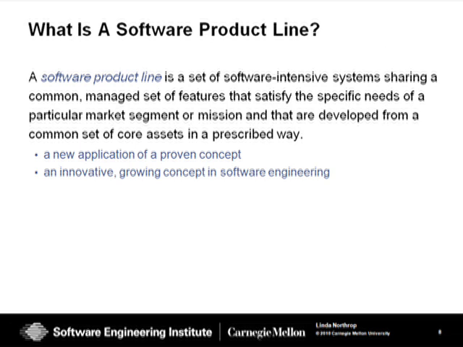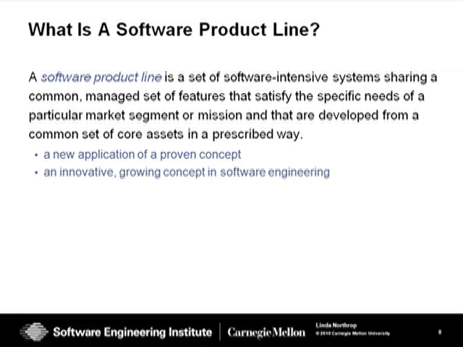So we define a software product line as a set of software-intensive systems that share a common managed set of features that satisfy the specific needs of a particular market segment or mission, and that are developed from a common set of core assets in a prescribed way. Now, this is really not a new concept. It's a new application of a proven concept, a concept that was proven in manufacturing many years ago.